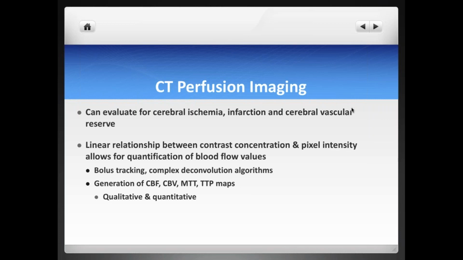and sometimes you get a lot of good information from CT perfusion imaging. So in terms of CTP, it allows you to evaluate for cerebral ischemia, for infarction, for the vascular reserve as well. And basically, there is a linear relationship between the contrast concentration and the pixel intensity, which allows for the quantification of blood flow values.